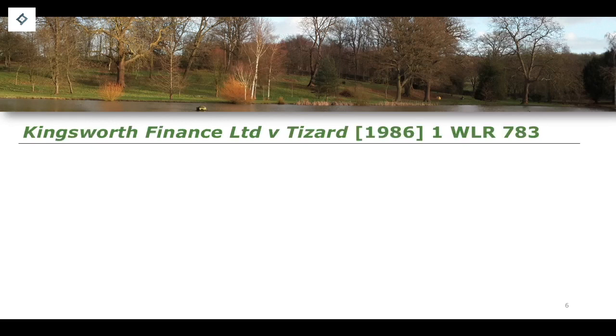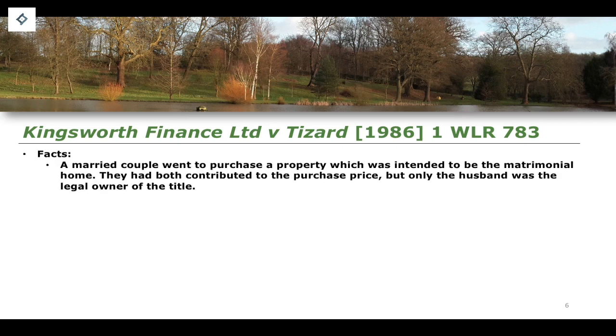Now, I want to finish with a case to explain this in a little bit more detail. This is the case from 1986, and this is the Kingsworth Finance and Tizard case. Ultimately, this is the case which involves a married couple who go to purchase a property, and this property is intended to be the matrimonial home. Matrimonial home, essentially the property that the family lives under, the man and the wife, the married couple. They had both contributed to the purchase price, but only the husband was the legal owner of the title.